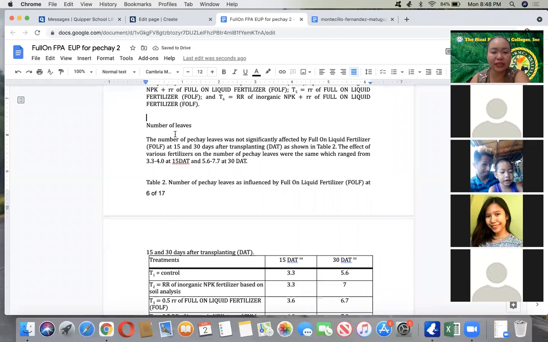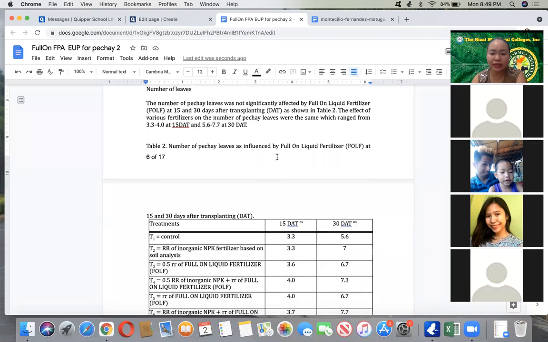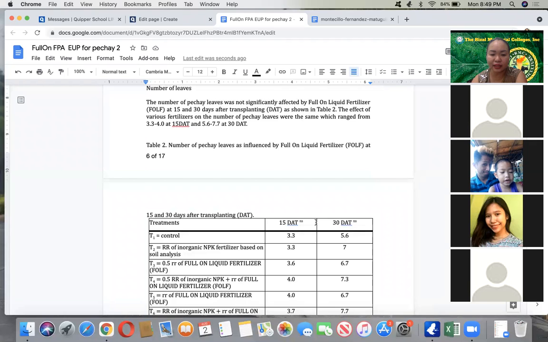So next na data is the number of leaves. Pina-EUP style ito ha. Although pareho lang talaga sila in terms of result and discussion, magkaiba lang sila sa format ng methodology and so on. So ito, again, the number of leaves, you will say it's shown in table 2, and what's the effect? It's significant or the same. Since this is not significant, it means NS, ito yung table 2.